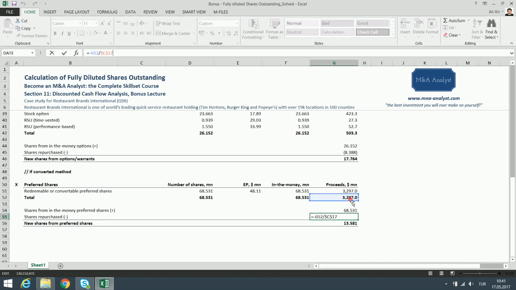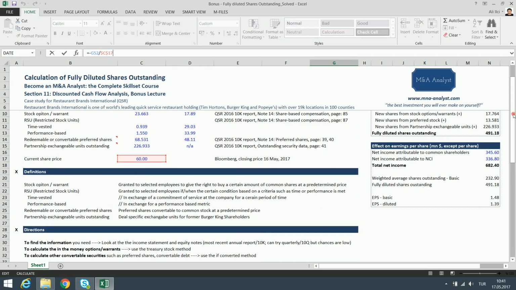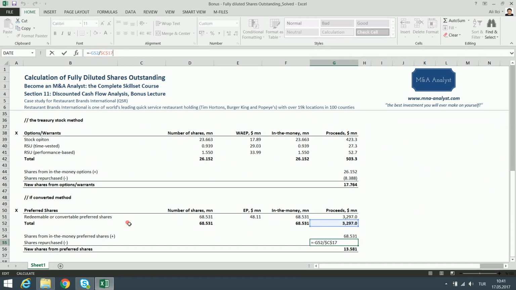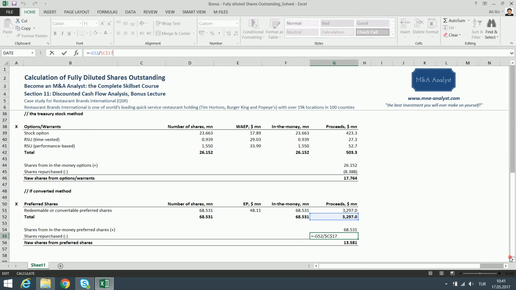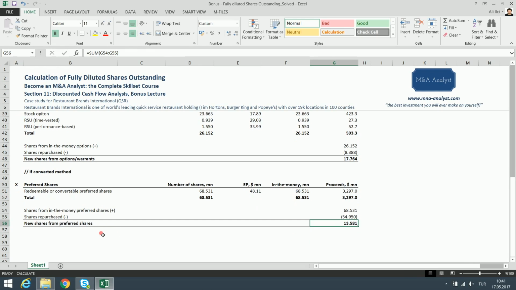We have this much of proceeds, so we have to divide this number by the current share price to find out how many of these preferred shares we are going to purchase, and we subtract it from the shares from in the money preferred shares to find the net shares from preferred shares from the dilution. And here, as you can see, 14 million shares will be created as a result.